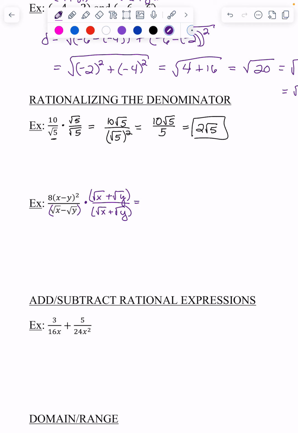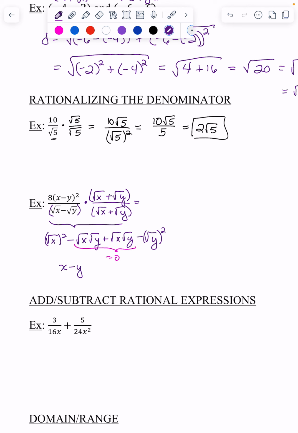So let's talk for a second just about the bottom here. When I FOIL that, I get the square root of x squared, which is going to turn into just an x, minus the square root of x times the square root of y, that's my inner terms, plus the square root of x times the square root of y, that's my outer terms, and minus the square root of y squared. What I see is that these two terms together equal 0. And so what I'm going to come out of there with is just an x minus a y in the denominator.